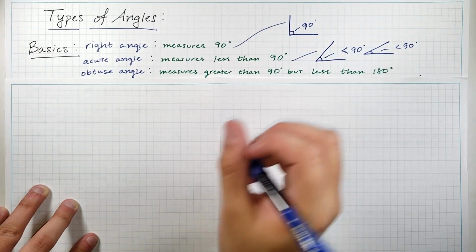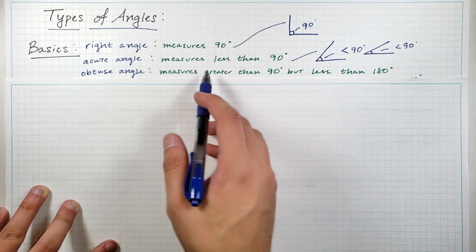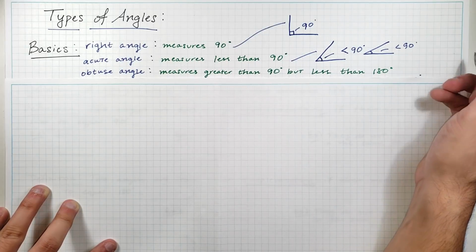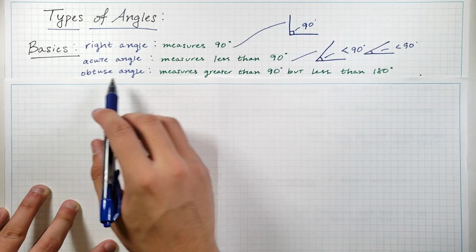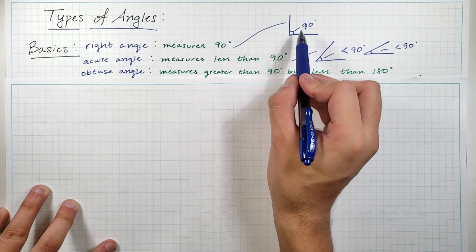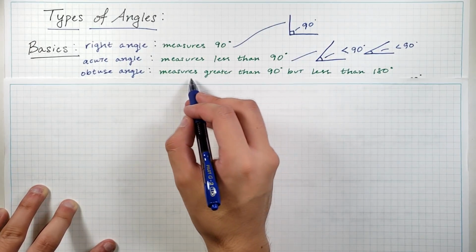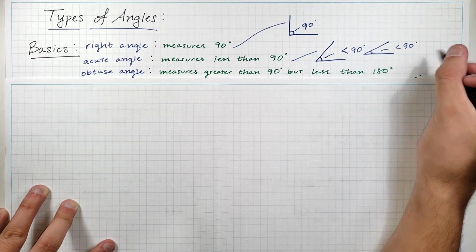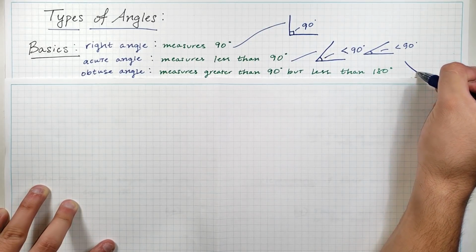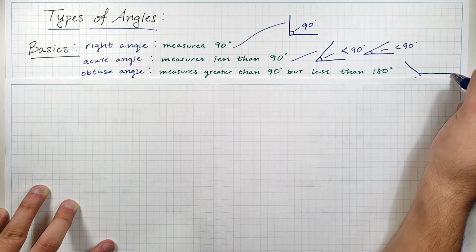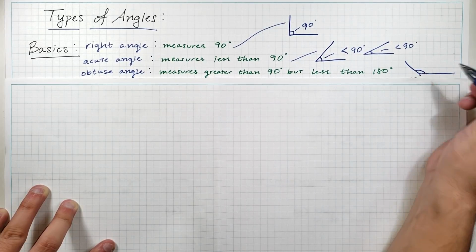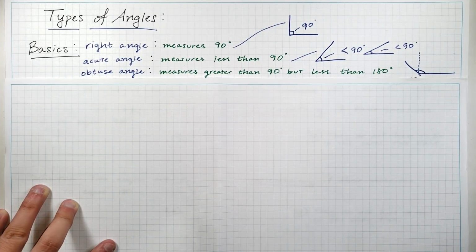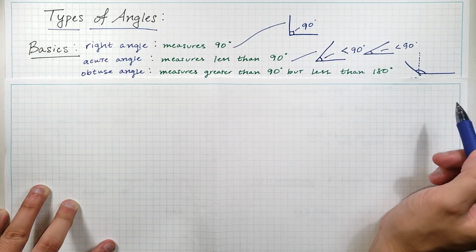All right, then we have obtuse angle, which measures greater than 90 degrees, but less than 180 degrees. So an obtuse angle would look something like this. So greater than 90, but less than 180. So obtuse would look like this. All right, so like this angle right here, okay, because 90 would be like right here. As you can see, it crossed 90 degrees.